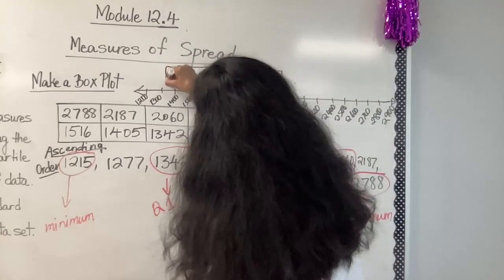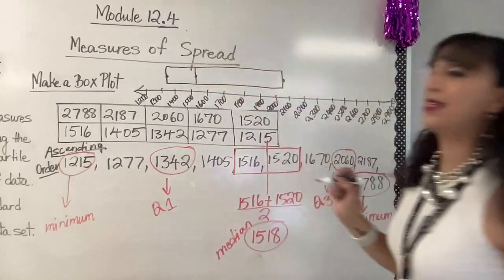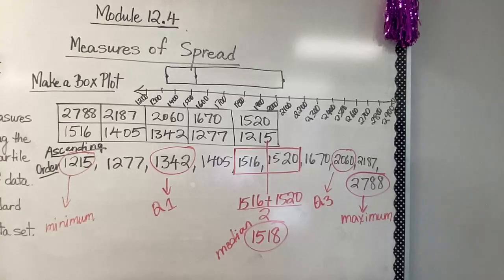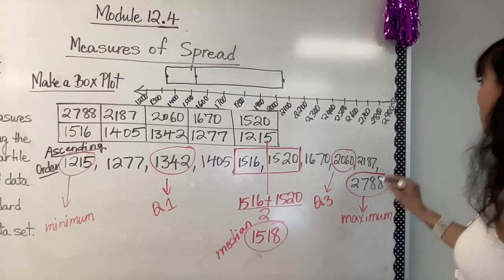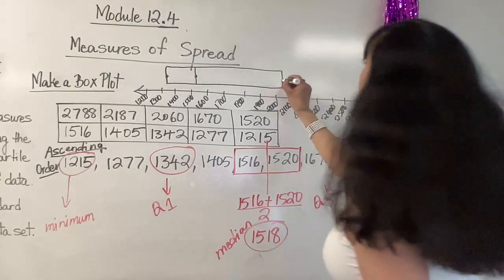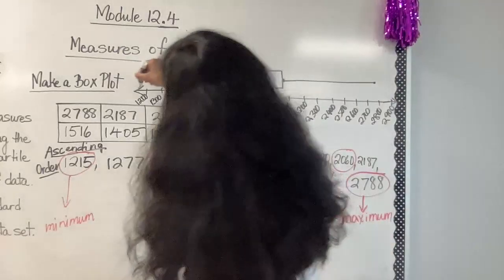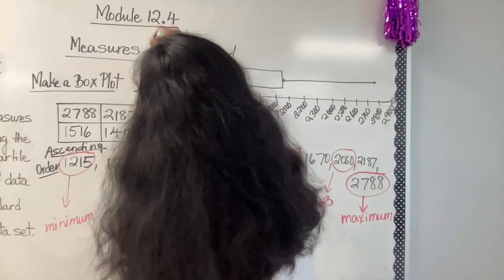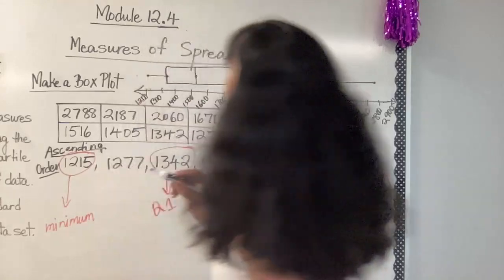Okay, I'm going to make a box. And then I'm going to draw the line down to show that that's the median. And then I'm going to make the whiskers. The maximum is 2788. So this will be somewhere here. So I'm going to do this and I am going to pull this here. Okay? And the minimum is 1215. So which will be somewhere here. So I am somewhere here, and I am going to do this.